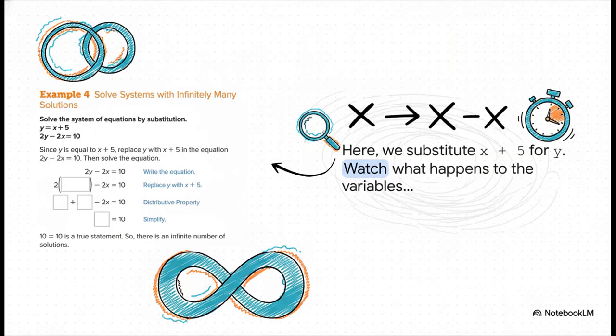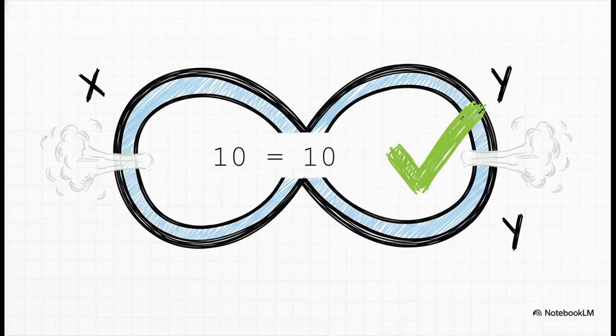We're going to substitute x plus 5 in for y in that second equation. So we distribute the 2, and we get 2x plus 10 minus 2x equals 10. And wait a minute, look at that. The 2x and the minus 2x, they just cancel each other out. They're gone. And what are we left with? 10 equals 10. I mean, yeah, obviously that's true.